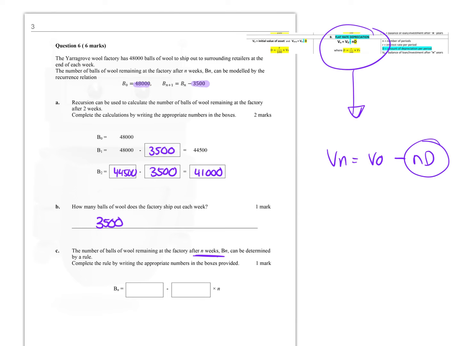So if we're writing the nth term, we have to substitute in what V0 is in here. So what was V0? 48,000. And then we can see, yep, we have n times what the D is. So what's D got to go in here? So what's that? Yep, and there's that answered for you.